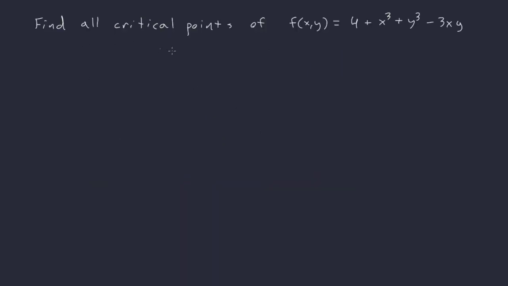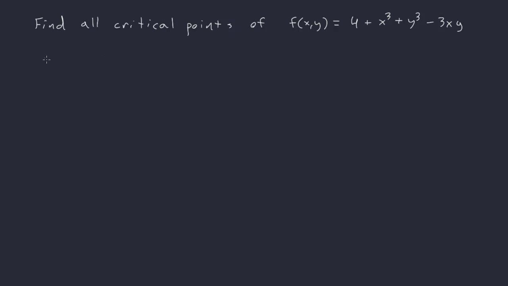All right, so let's find all the critical points of f of xy equals 4 plus x cubed plus y cubed minus 3xy. Okay, so this is basically going to be involving finding the gradient and setting it equal to 0. And what I want to really show is there are way more cases than I could ever show, but most of what you'll see will fall into 2 categories when we go to solve for critical points. Okay, so let's start here.